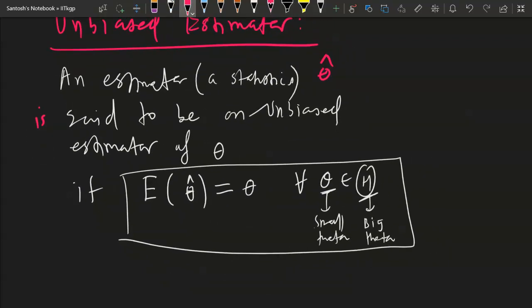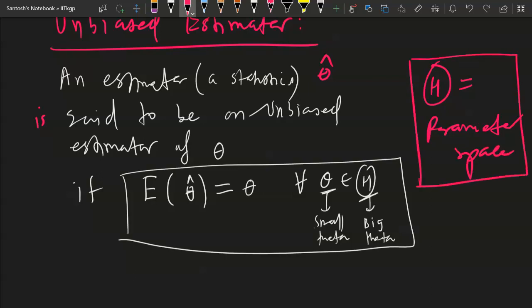So if I explain, this is called the parameter space. Like you know the sample space, the collection of all outcomes of an experiment, the parameter space is the collection of all values of the parameter. For example, suppose we say theta is more than 0. Then the parameter space will be 0 to infinity, like that.